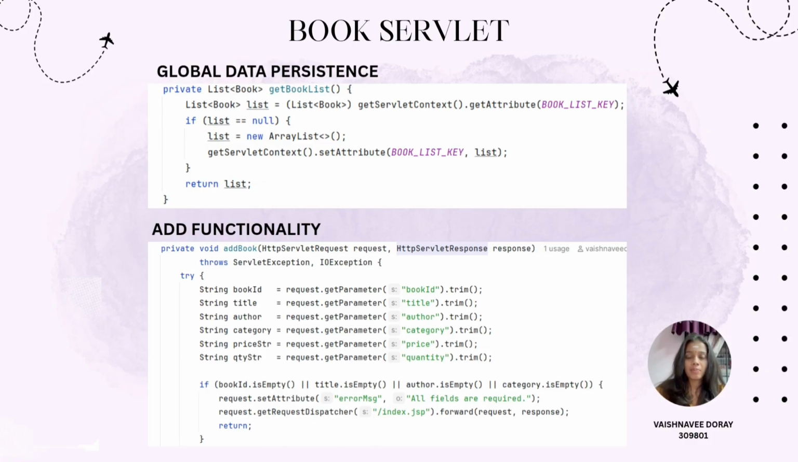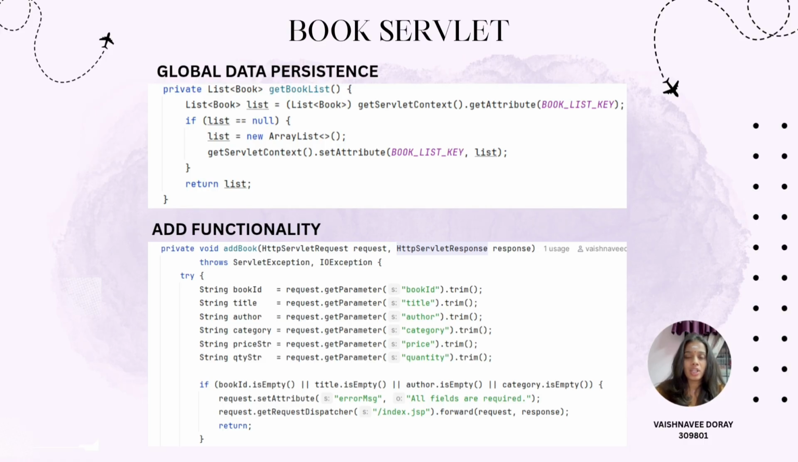Today I will be explaining the backend logic for our system. Starting with the book servlet, we have global data persistence. Since we are not using a database, I used get servlet context.get attribute to retrieve our array list. This ensures that the book list is shared across the entire application and remains alive in the server's memory.